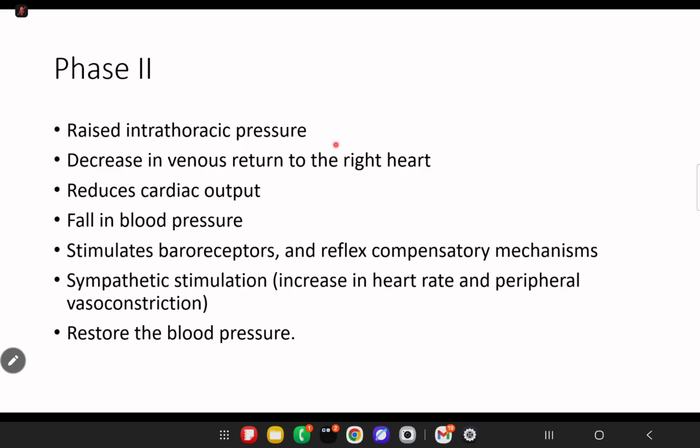In phase 2, the continued increase in intrathoracic pressure will decrease the venous return to the right side of the heart, which will then, your venous return equals your cardiac output. So therefore, there is a reduction in your cardiac output, which will result in a fall in the blood pressure, which then stimulates baroreceptors, or well, in fact, they don't stretch, so there's less stimulation, and therefore there's increased sympathetic output, which will increase your heart rate and peripheral vasoconstriction to restore your blood pressure.